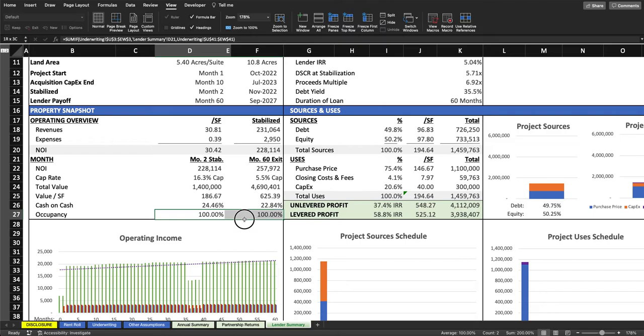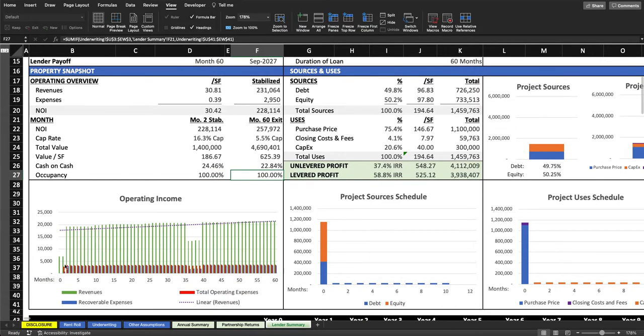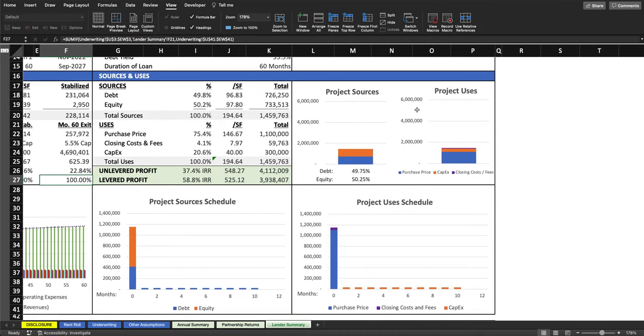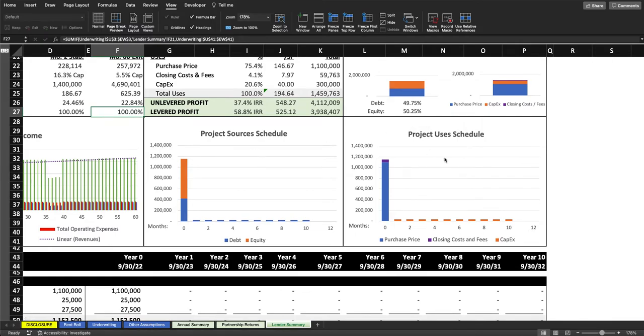You have the occupancy, so at stabilization you're 100% occupied. At sale you're 100% occupied. This is showing what the operating income and expenses look like throughout the life of your hold period, so 60 months. It'll always show you the first 60 months, even if you sell it in month 100. You have the project sources equaling the project uses. This updates automatically. Same thing here. Project source schedule equaling the project use schedule, right? You're going to use all the equity first, and then you use the debt. Here, this is showing the purchase price, closing costs, and then the CapEx costs.